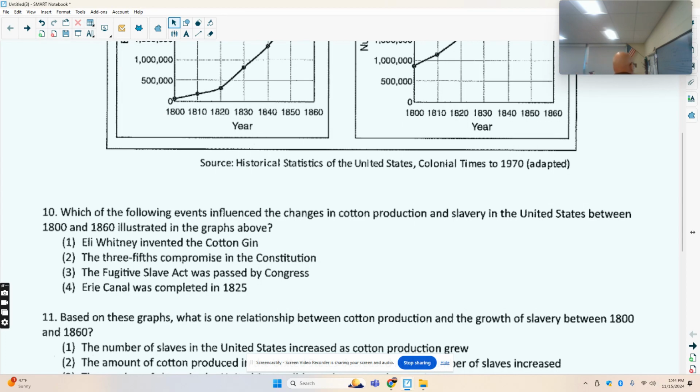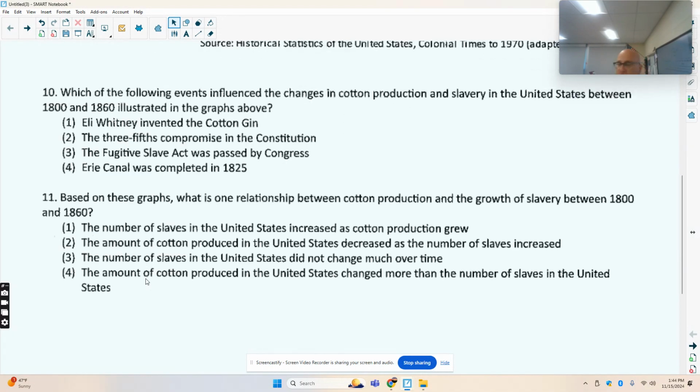Okay. Question 2. Now, question 2. This is why I always stress read all of the answer choices, because there's a couple of answer choices that are similar in scope. Question 2 asks, based on these graphs, what is one relationship between cotton production and the growth of slavery between 1800 and 1860? One relationship. Okay, 1, the number of slaves in the U.S. increased as cotton production grew. 2, the amount of cotton produced in the U.S. decreased as the number of slaves increased.